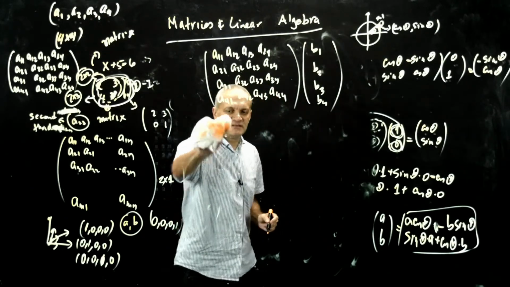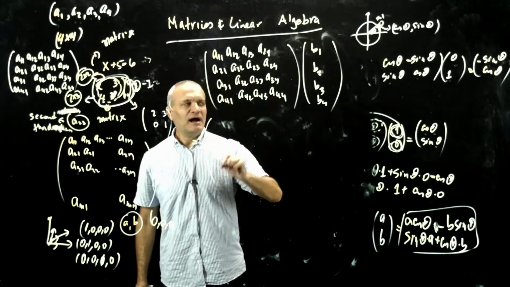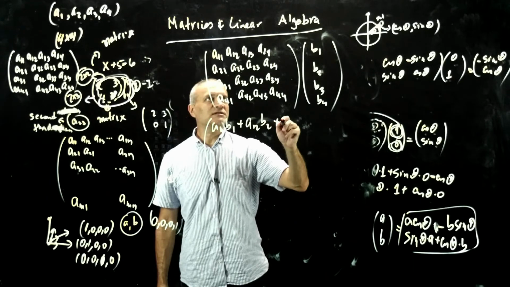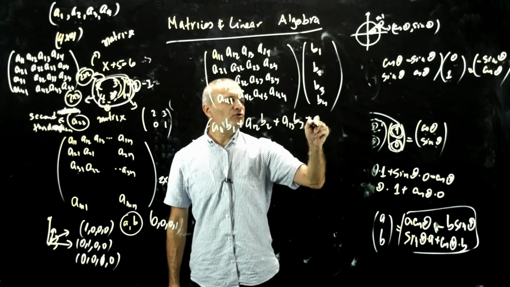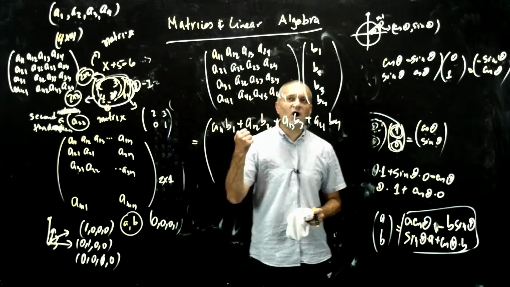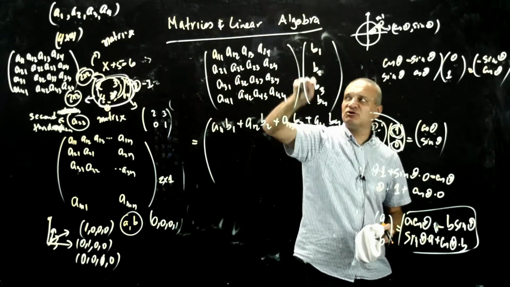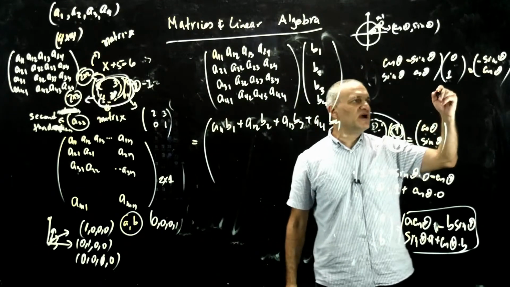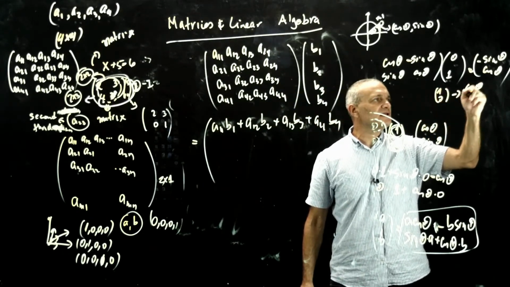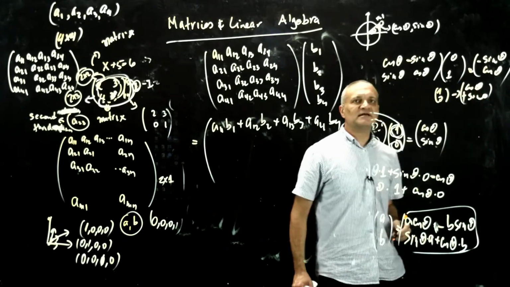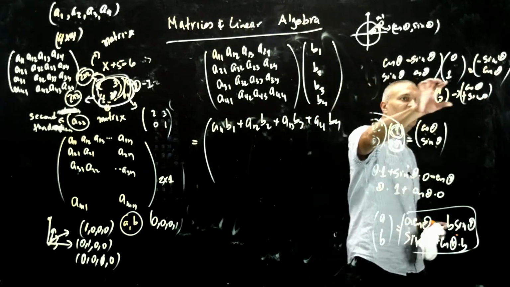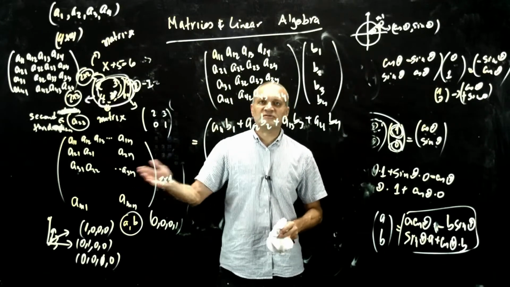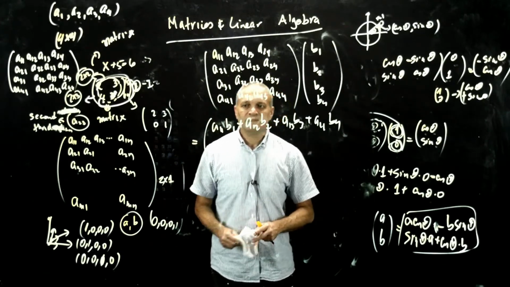And what am I going to get? How do I multiply it? This is going to be A11 B1 plus A12 B2 plus A13 B3 plus A14 B4. And this is going to be the first coordinate of the transformation. So you have this vector, and you transform it into a vector with these coordinates. Just like in a rotation, where the vector 1, 0 transforms into cosine theta, sine theta. So it's exactly the same thing. But now you don't need to think about just rotations. It can be any other transformation.